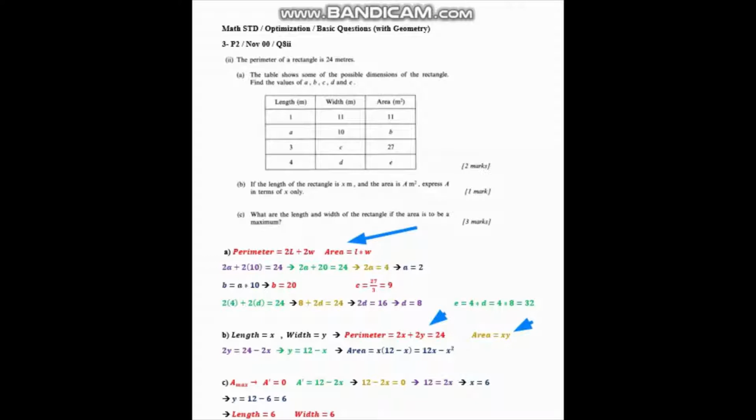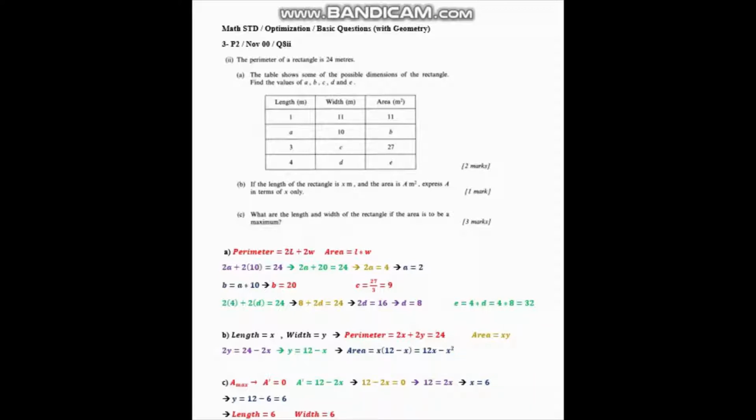So I can isolate the y in this red equation right there, obtaining y equals 12 minus x. And then for this equivalent expression for y, I can simply substitute into the expression for the area. So instead of x times y, I get x times 12 minus x, which is 12x minus x squared. So this is how you obtain an expression for the area in terms of x only rather than in terms of x and y.